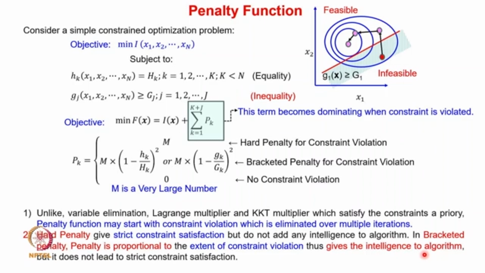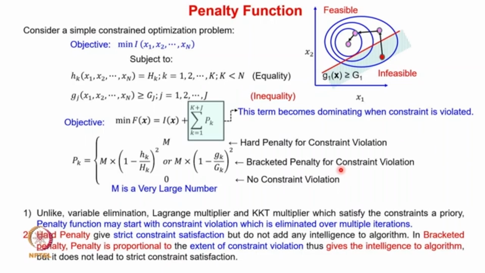But unlike that, in a penalty function method, what we do is we calculate the constraints hk and gj, and whenever we calculate these values, we check whether these calculated constraint values are satisfied or not. Whenever these constraint values are not satisfied, then we add penalties, isn't it? So there are two types of penalties. One is the hard penalty. Whenever there is a constraint violation, we add a very large number as a penalty directly in the function, which is called a hard penalty.